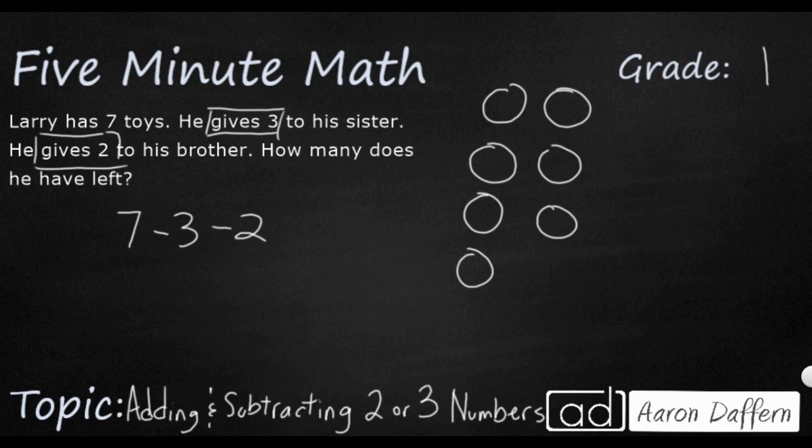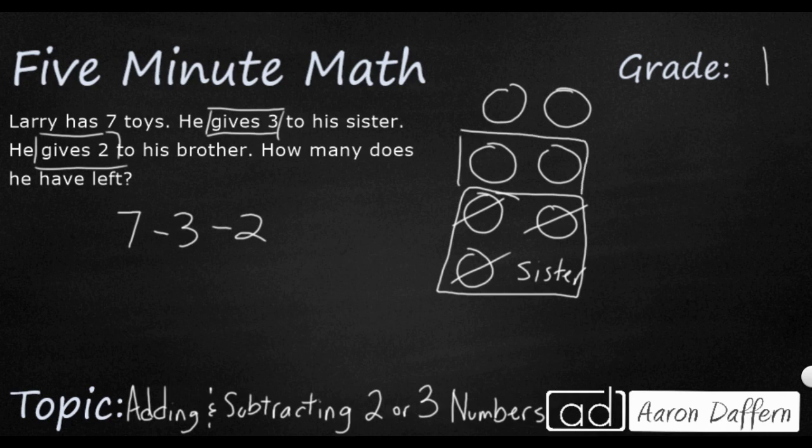So he gives 3 to his sister. So you know what I'm going to do? I'm just going to draw a box around these 3. I'm just going to say sister. I'm just going to cross them out. That means they're gone. Then I'm going to draw a box around these 2. And then I'm just going to cross them out. And I'm going to say brother. So it looks like he has 2 left. So 7 minus 3 minus 2 equals 2.